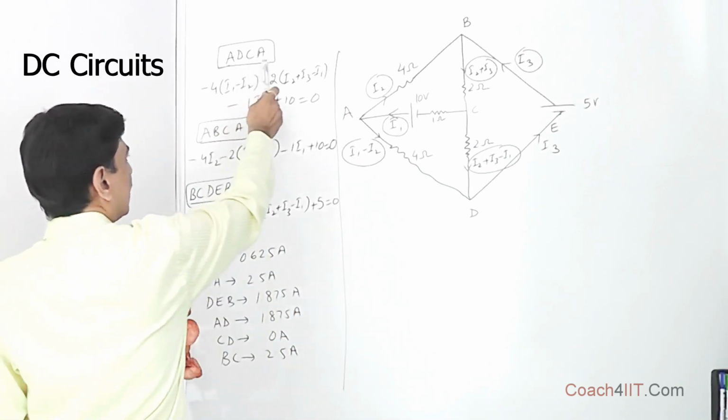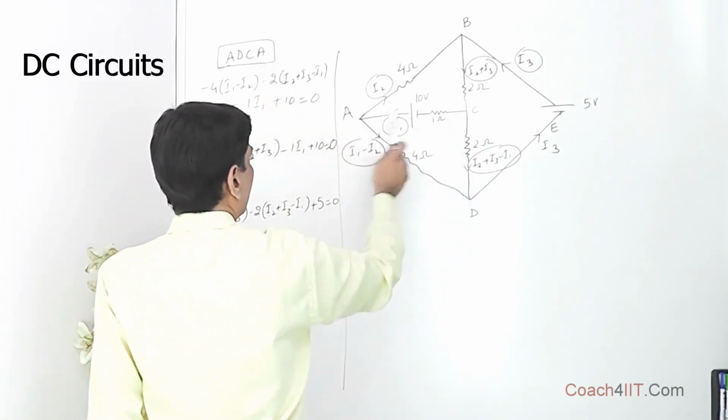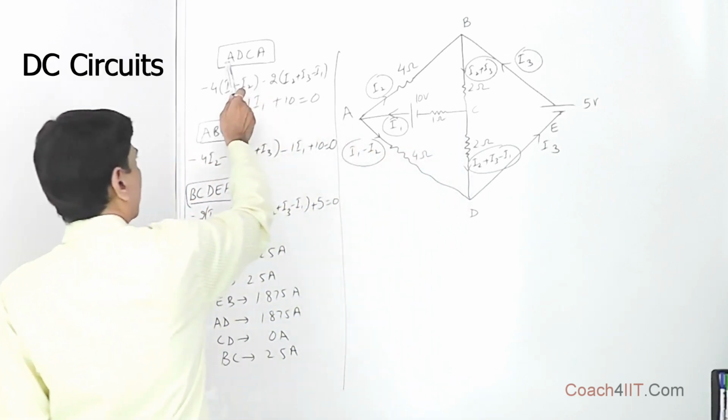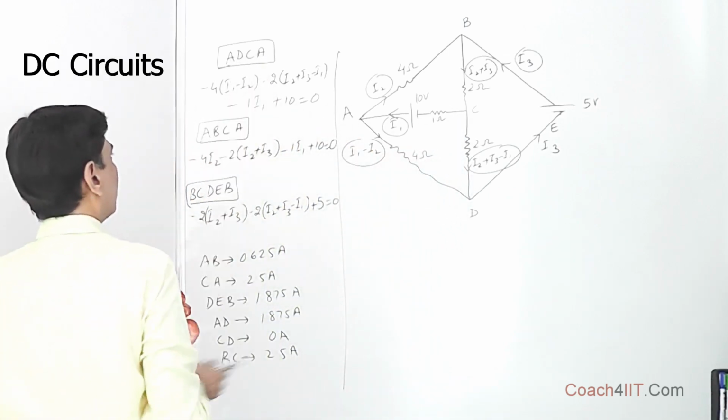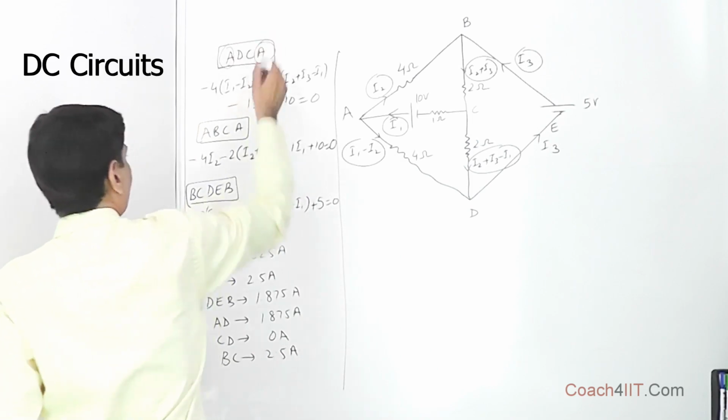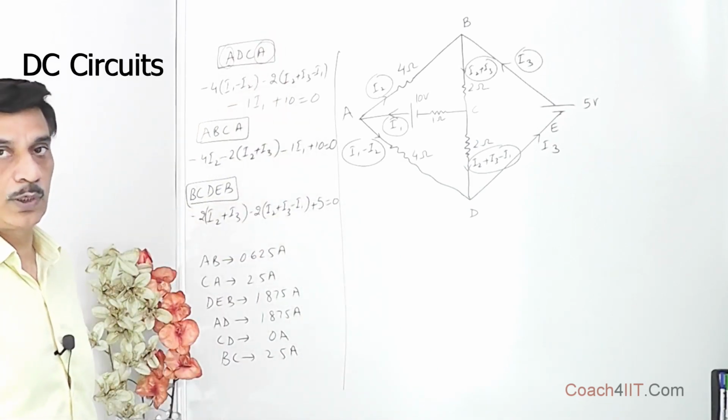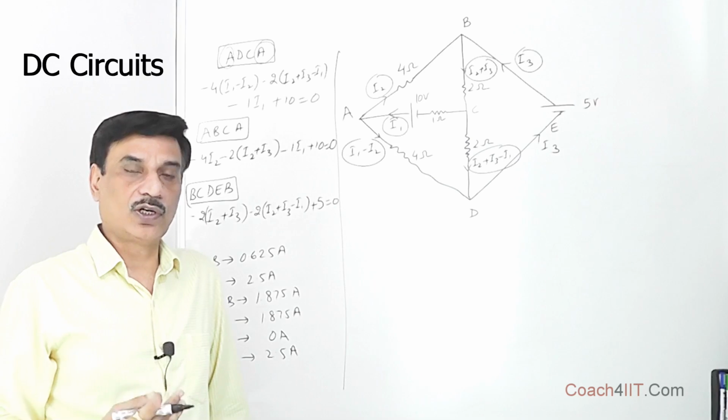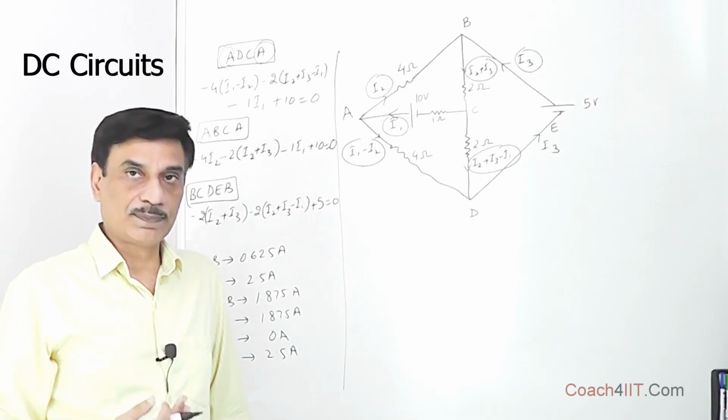So when we take ADCA, we are going in this loop. Let's move from here to here to here to here. We are starting with A, we have to close the loop at A only. They have to be closed loops. When we say Kirchhoff voltage law, it is nothing but the conservation of energy principle.